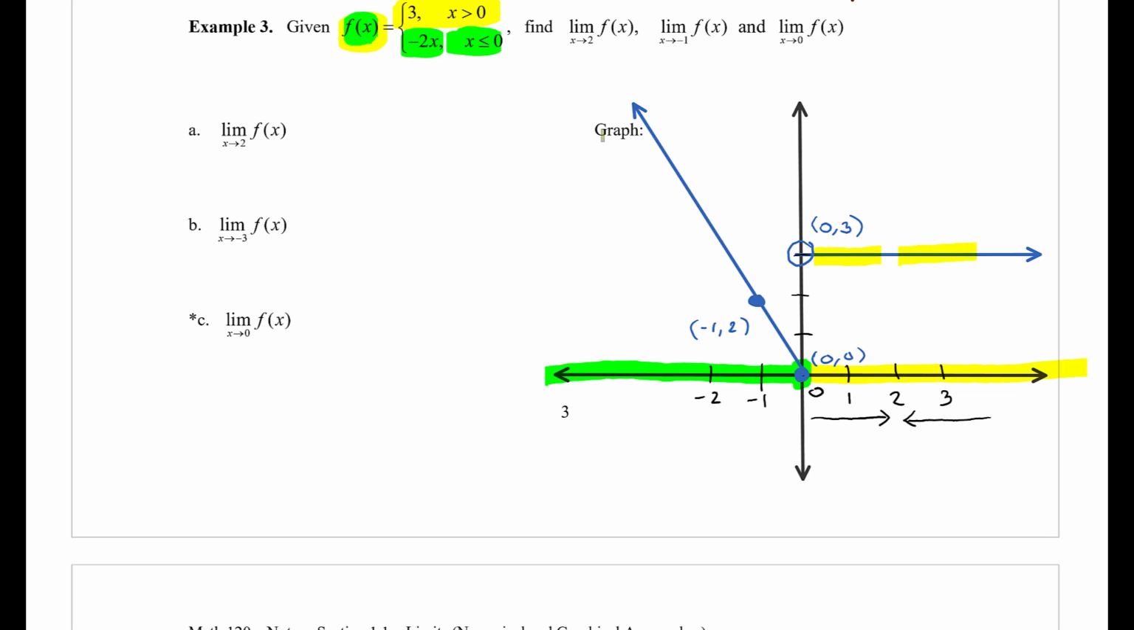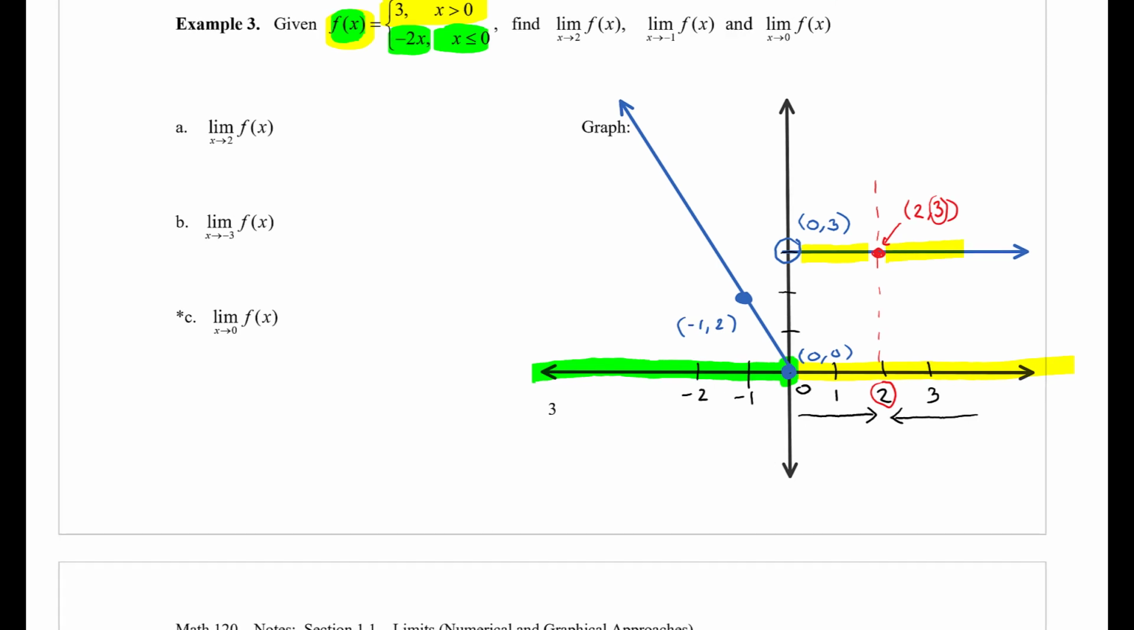I'm also going to highlight on the actual function as I'm approaching x equal to 2 from the left and from the right. And I'm drawing a dashed vertical line coming down to x equal to 2, so that way I'm focusing in on this value at x equal to 2. The ordered pair here, and I'm drawing a point right on the function, I'm labeling the ordered pair with 2, 3.